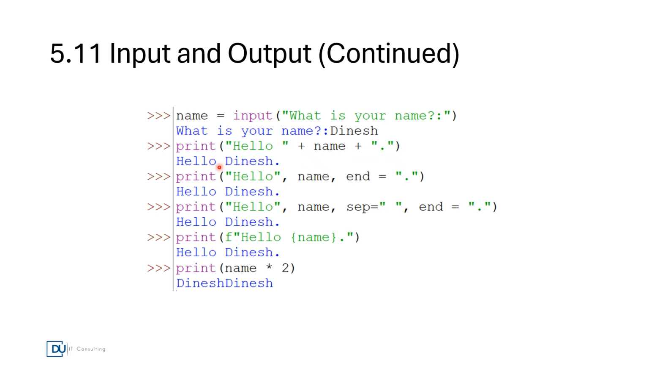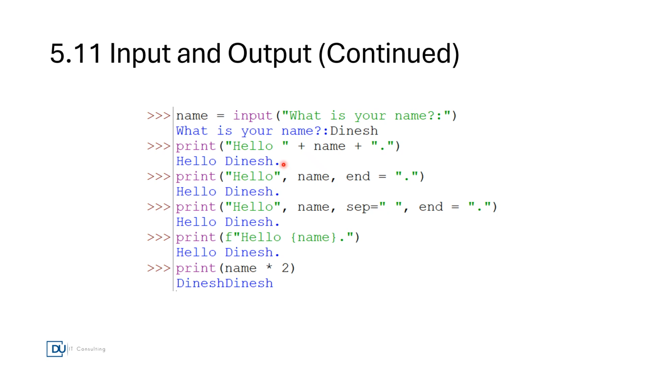Now let's take a look at a small variation. The same print method. Here we have "Hello" without a space, then we have a comma, name, comma, end is equal to dot. So what this means is we are asking the Python interpreter to print hello, give a space, and then print the value in the name variable and end with a full stop. So this is the output.